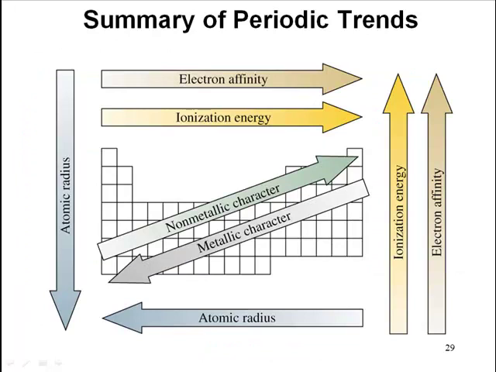So, these are all the trends we saw in the summary of the periodic table. Ionization energy goes up as you go across. Electron affinity goes up as you go across. Atomic radius goes down as you go from right to left. Atomic radius goes up as you go from top to bottom. Ionization energy goes up as you go from the bottom to the top, and electron affinity goes up.